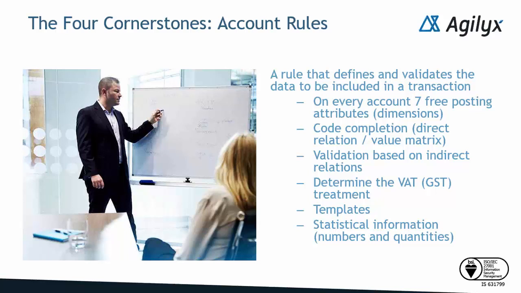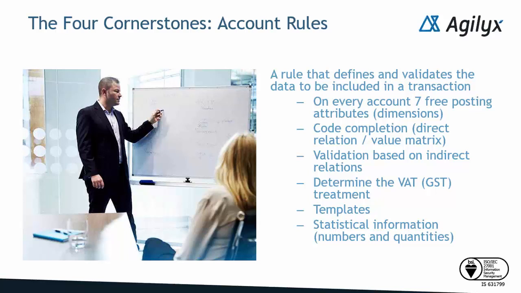Then the account rule also helps you in code completion. You could have a direct relation, as I said before, or you could have a value matrix which takes in 2 or more values and then gives you a value that you want for validation. You could also have validation based on indirect relations. You can determine the VAT treatment. As I said, you could fix it on the product, on the supplier, on the account, or through a value matrix. So those are the different ways to determine the VAT treatment.